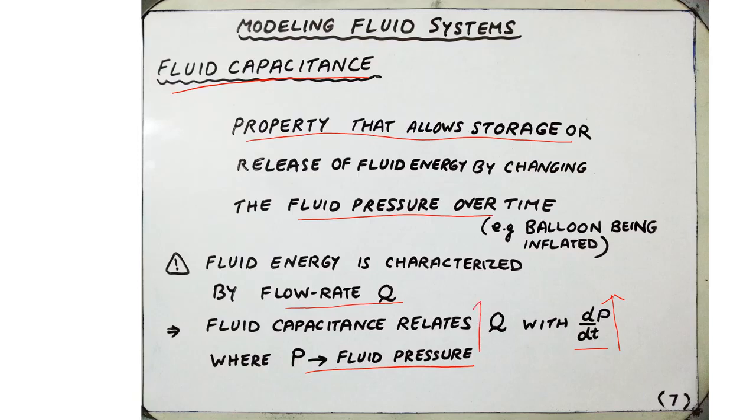So this Q is also high. But with the passage of time, as the volume of the balloon gets larger and larger, we see that at some point the flow rate, that is the rate at which the air or the gas is entering the balloon, decreases at some later stage. And that's because the rate of change of pressure inside the balloon begins to decrease. That's because the pressure inside the balloon remains more or less fixed at this point. So that is a very good example of the fluid capacitance.